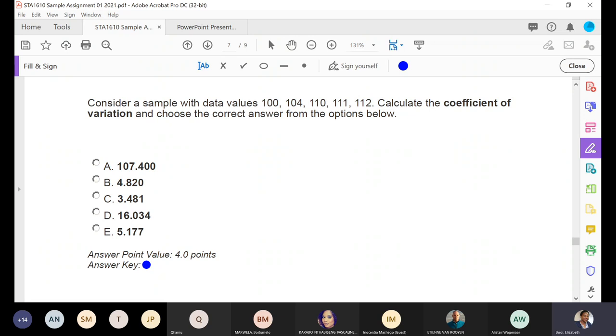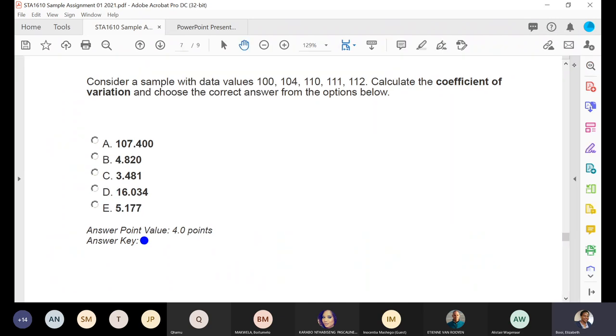Now here is where I will rely on the calculator, because it's going to be very difficult to do this. Your coefficient of variation, which we didn't talk about as well, is your standard deviation divided by the mean. So you need to calculate the standard deviation and then calculate the mean. I'm going to assume that you multiply by 100. Usually we multiply by 100, and if they didn't multiply by 100, you can remove the 100 from the equation.